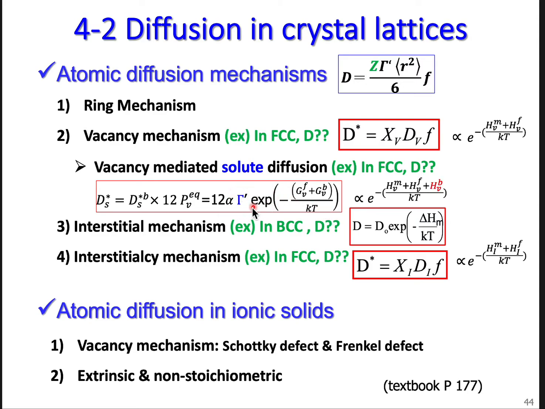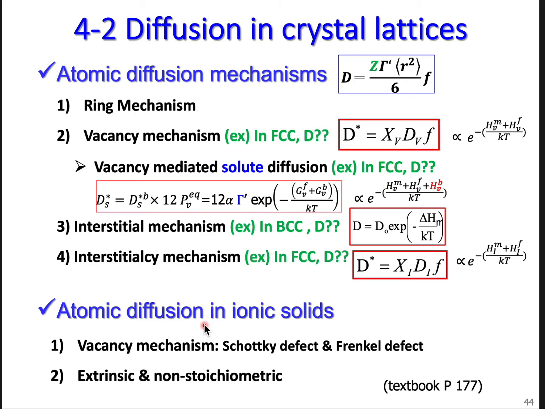The atomic jump rate will be related to the migration energy, and the rest of the part is the vacancy formation energy and also the binding energy between the vacancy and solute atom. And the gamma prime, depending on what kind of case we talk about, will change slightly with the migration energy term. Okay, so let's move to the second part.